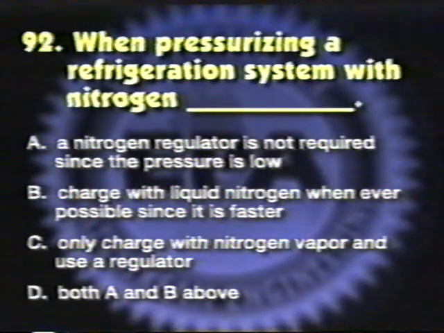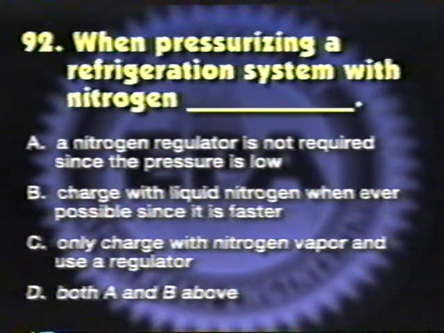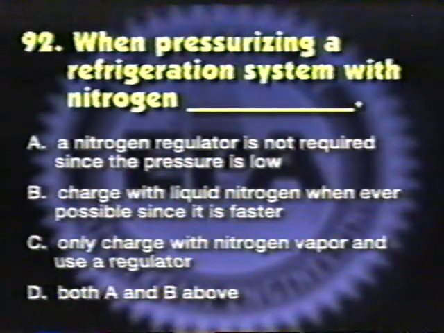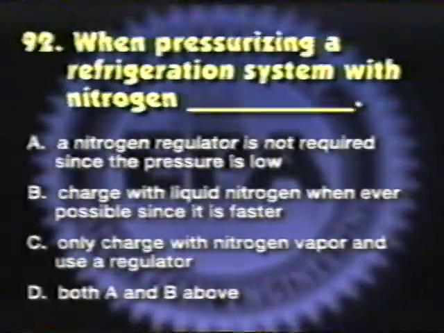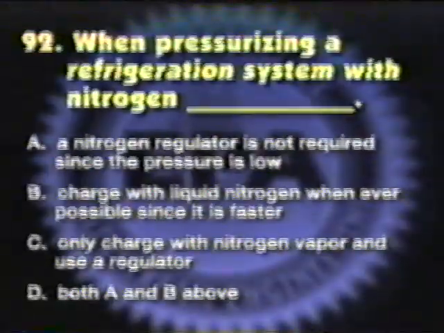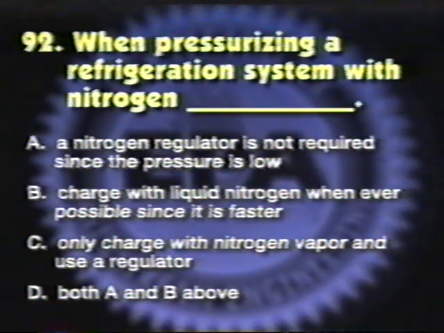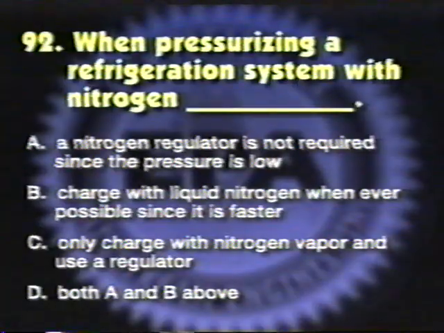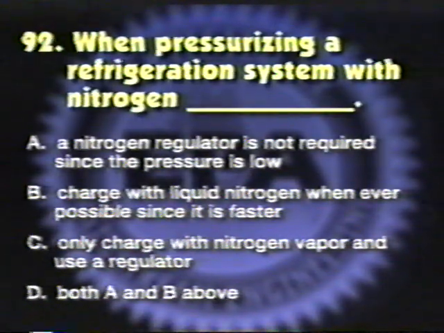When pressurizing a refrigeration system with nitrogen: A. A nitrogen regulator is not required since the pressure is low. B. Charge with liquid nitrogen whenever possible since it is faster. C. Only charge with nitrogen vapor and use a regulator. D. Both A and B above.